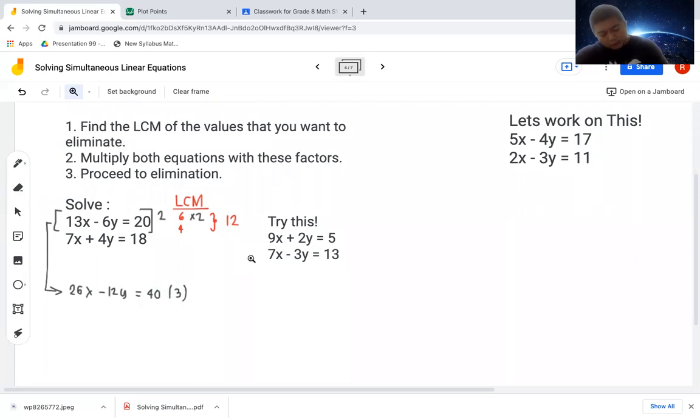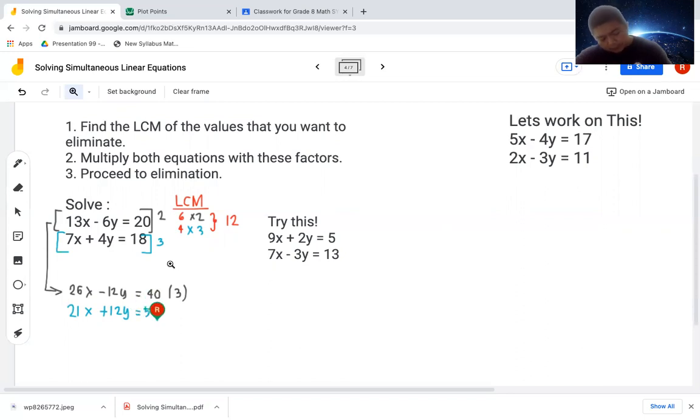Okay, we go to the next one. So the term is 4 and we want to make it into 12. So that means you are going to multiply that by 3. But since this is an equation, all parts of the equation have to be multiplied by 3. So this is now going to give us a calculation of 12x plus 12y is equivalent to 54.